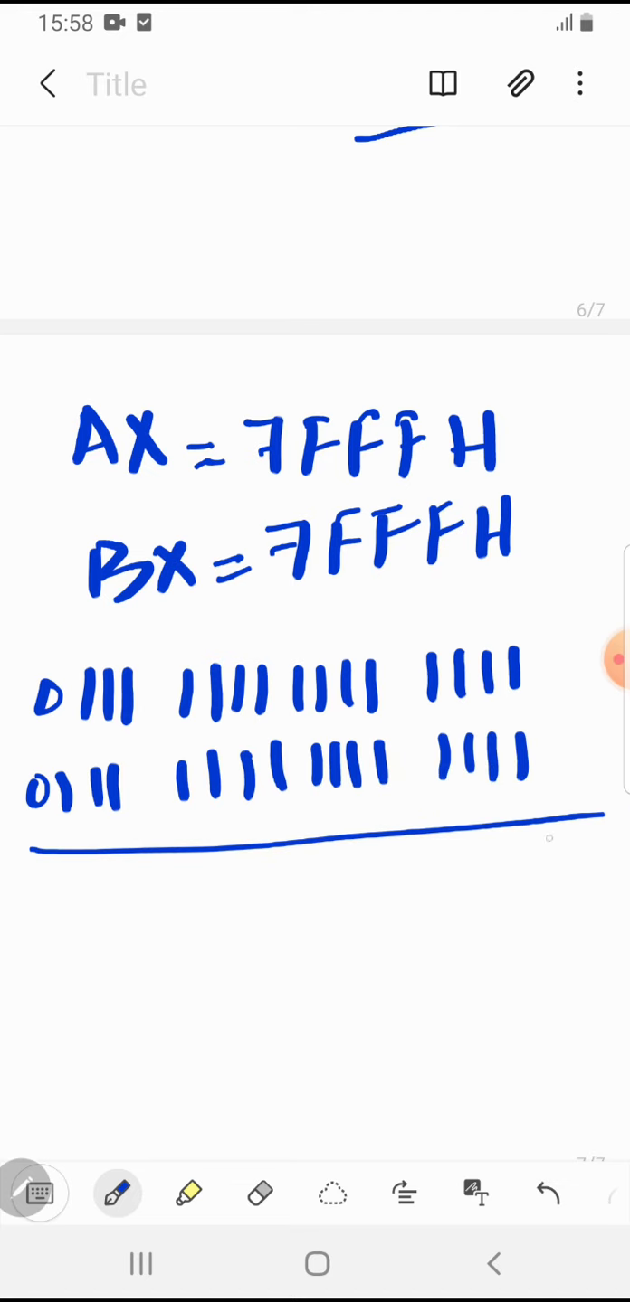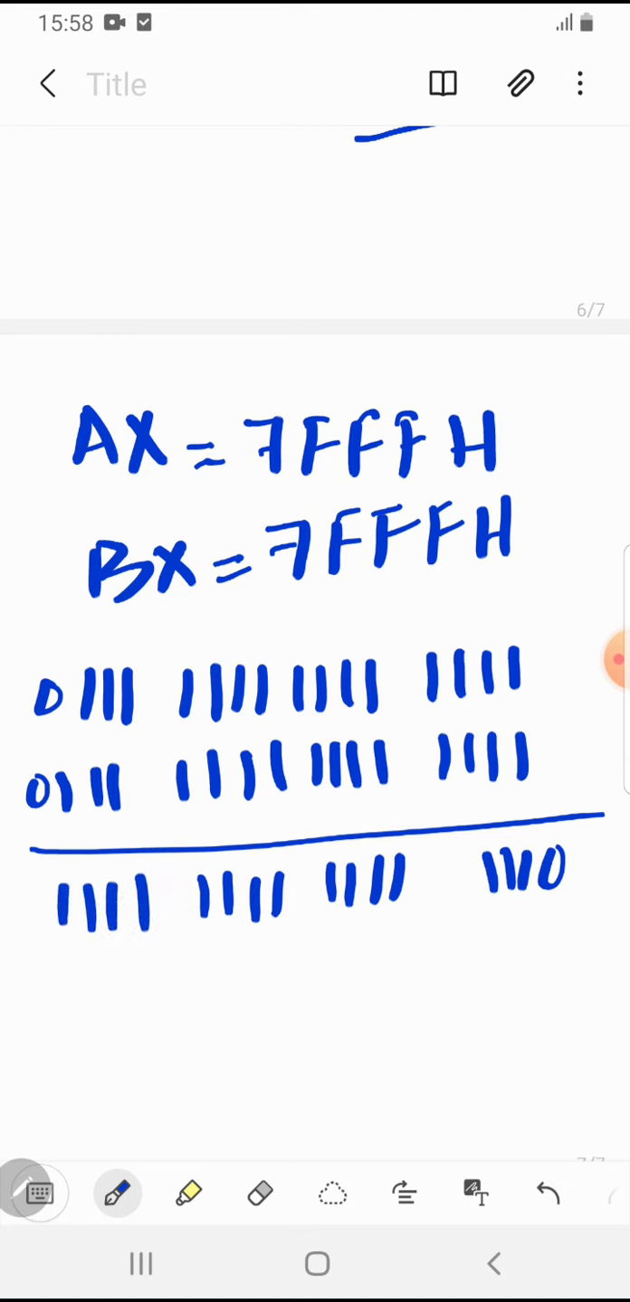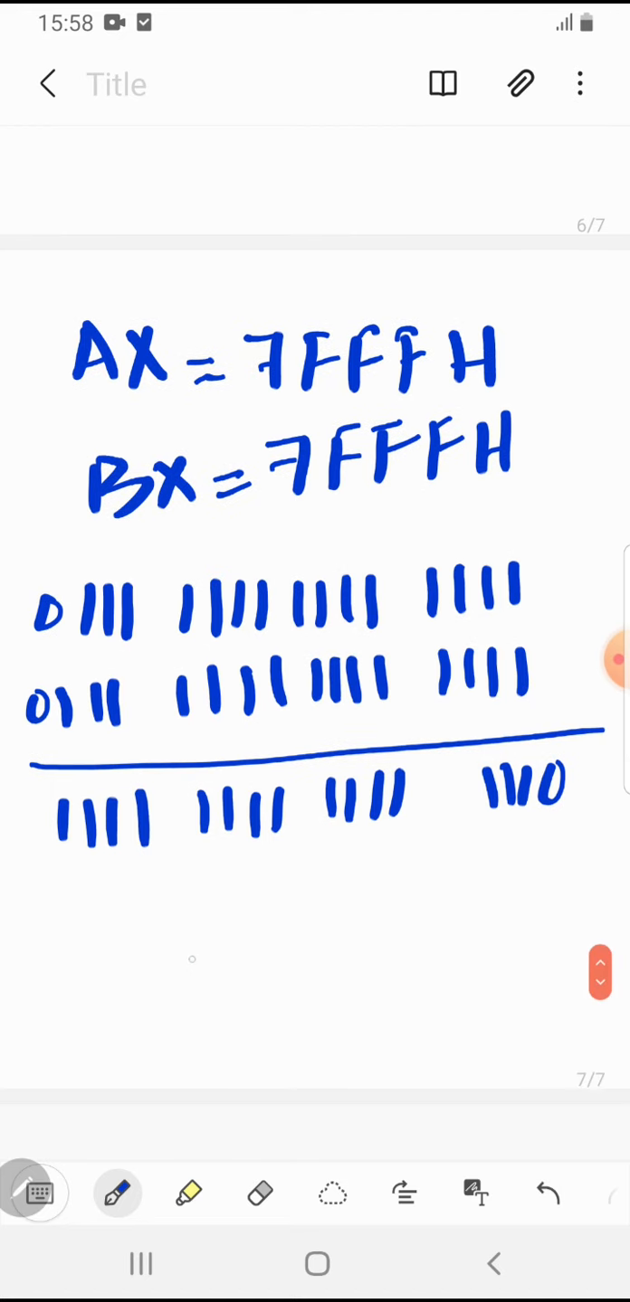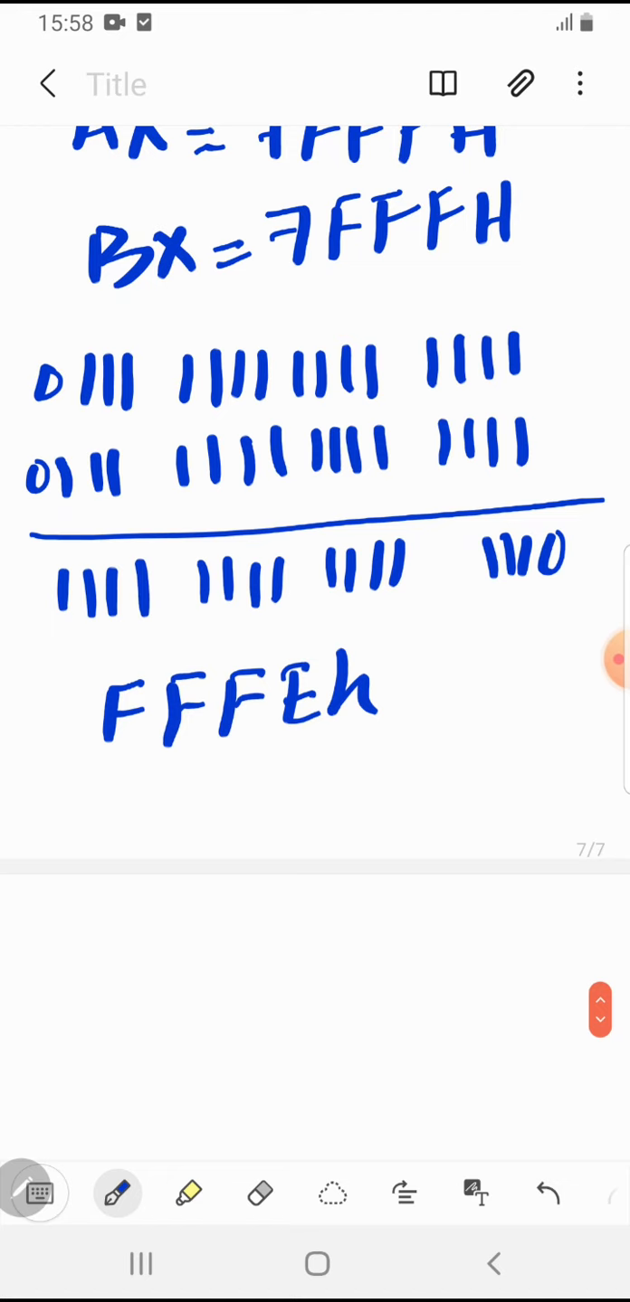Fine. When you perform the bitwise addition, you will get 0 in place of this, then 1 and so on. So you will have 1 1 1 1 1 1 over here and then again 1 1 1 1. Fine. The hex equivalent of this is equal to FFFE hex. Let's have a look now at what kind of interpretation we can get from this result.